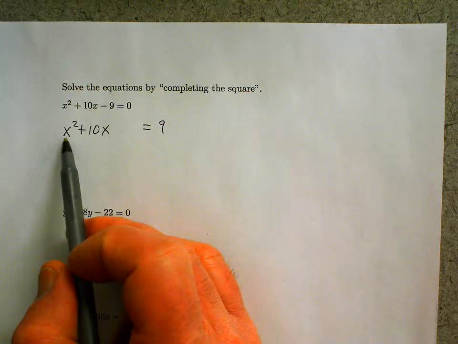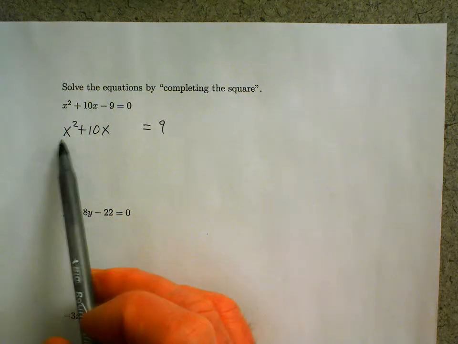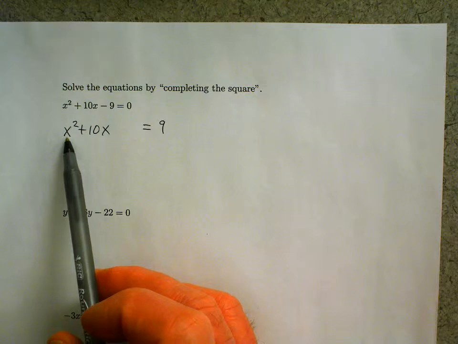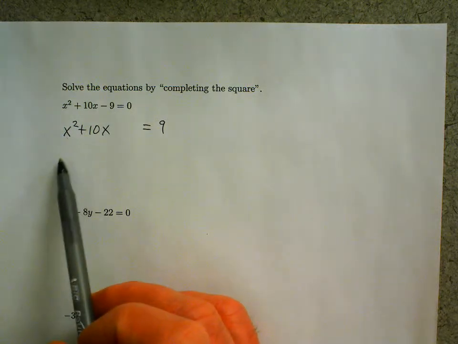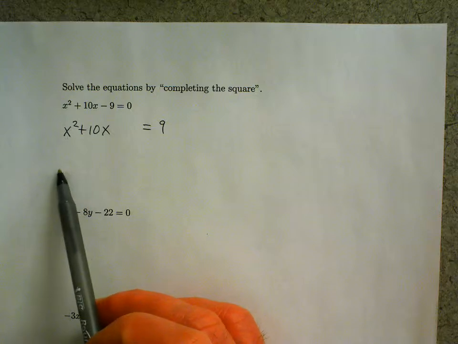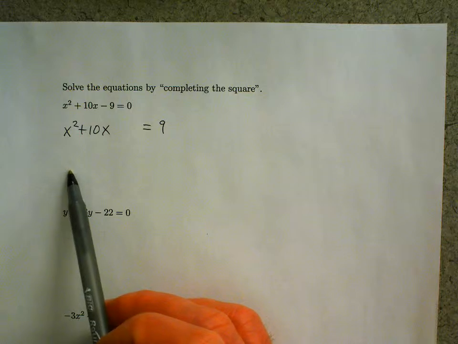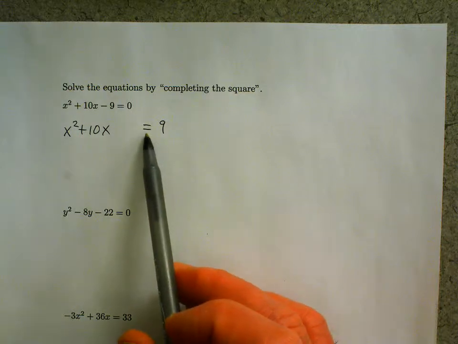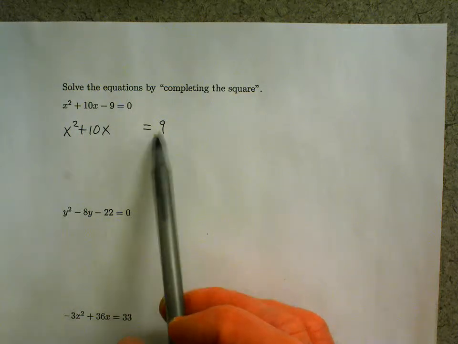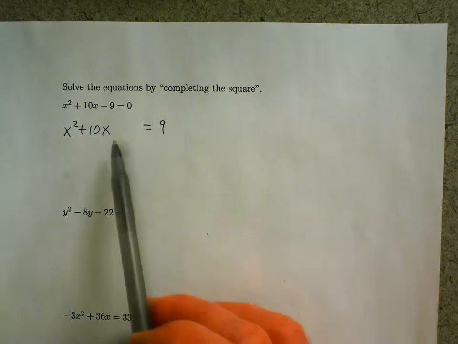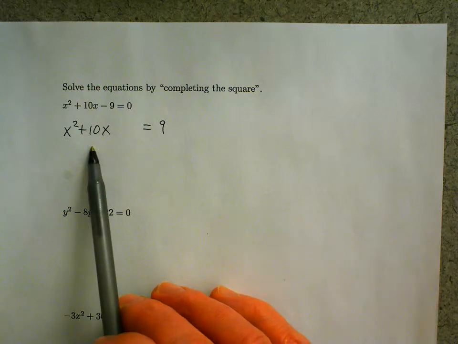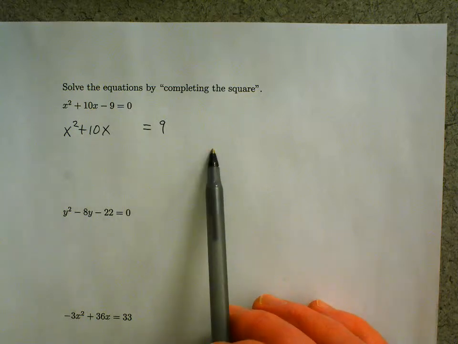Then check to see what the coefficient of x squared is. Since the coefficient of x squared is 1, we can proceed to create a perfect square trinomial on the left-hand side. But since we're solving an equation in algebra and arithmetic, whatever you do to one side of the equation, you must do to the other side as well.